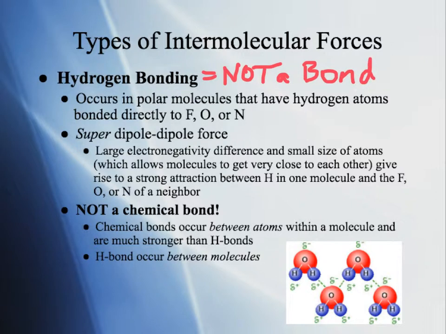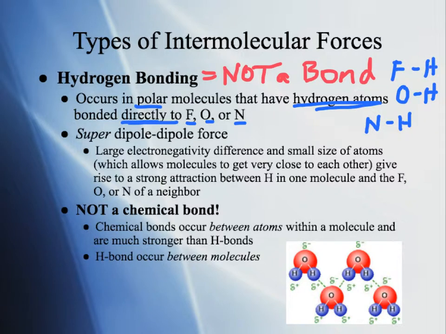All right, it is just a force between molecules, so it's not actually a bond. This is similar to the dipole-dipole because it has to occur in polar molecules, but this is special. The polar molecules have to have a hydrogen atom that is directly bonded to F, O, or N. So if the hydrogen is directly bonded to an N, an O, or an F, then it's a bit stronger, because what do F, O, and N have in common?